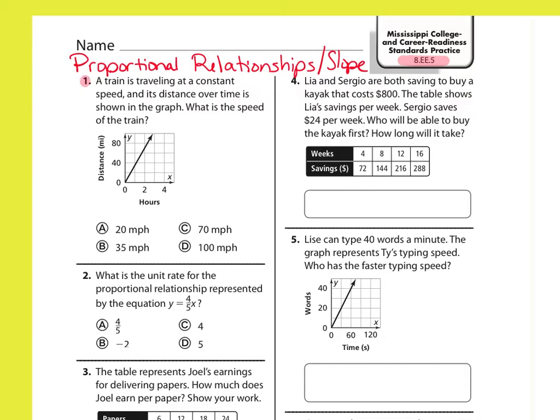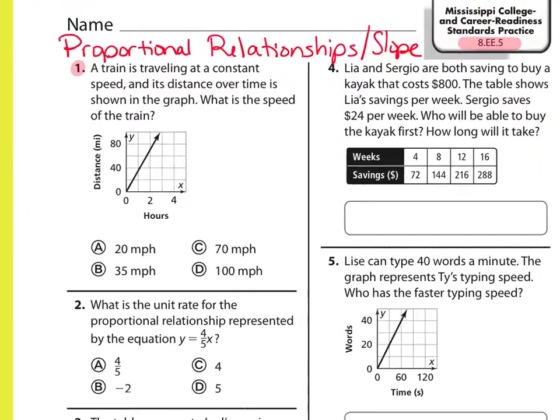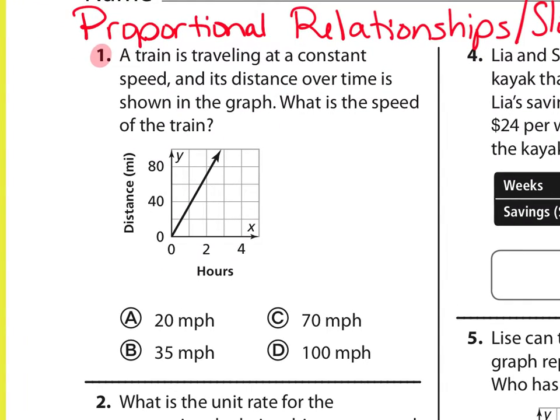So we're going to look at problem number 1, and it says that a train is traveling at a constant speed, and its distance over time is shown in the graph. What's the speed of the train? The speed of the train is also called the unit rate, and that would be whatever the y is per 1 hour. So what is the speed at 1 hour? It's about right here. We can tell that's a little less than 40, much greater than 20. And so if you look at your answer choices, it looks closest to 35 miles per hour.